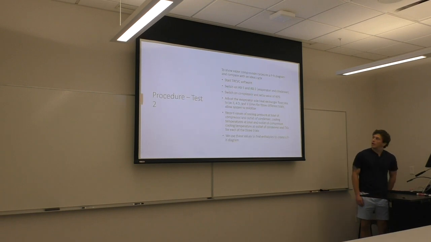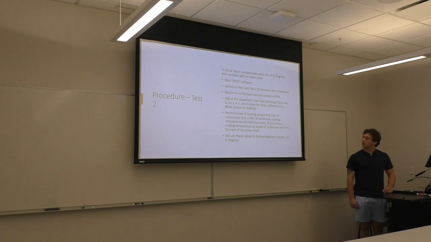Procedure 2. What we want to do with this is to show the compression cycles on a pH diagram and then compare that with an ideal cycle. So we start the TRC-VC software, turn on the AV1 and the AV2, again the evaporator and condenser, turn on the compressor and set it at a value of 40%. Then we adjust the evaporator heat exchanger flow rate to be 3, 4.5, and 6 liters per minute for the 3 different trials, and then we allow it to stabilize each time.